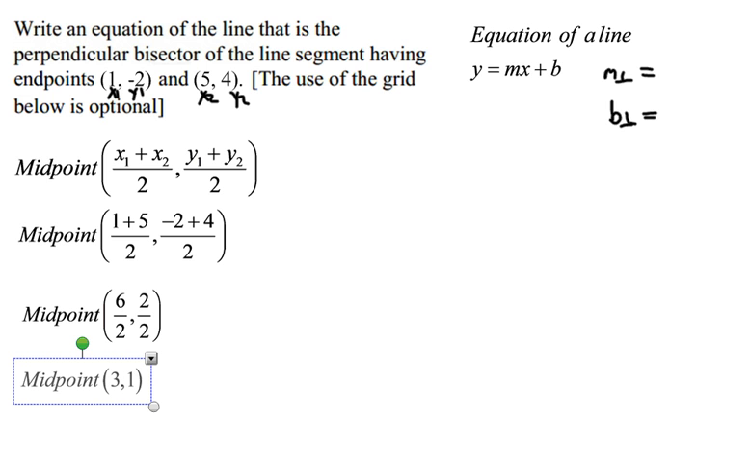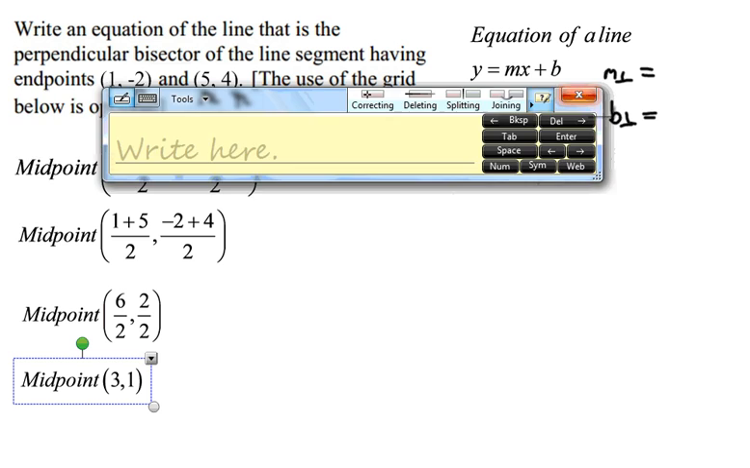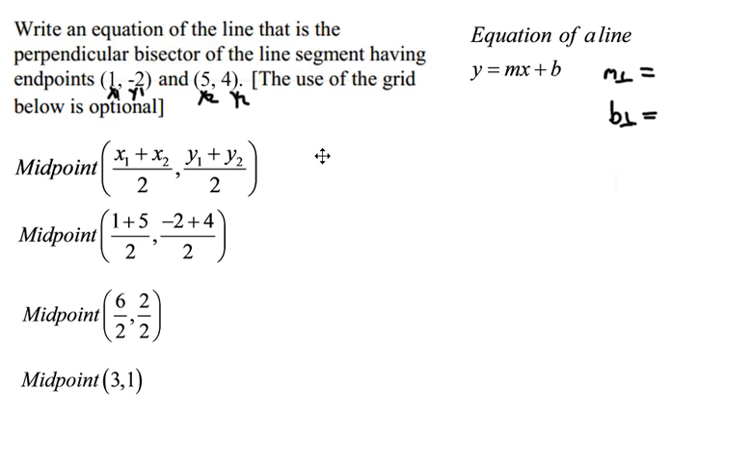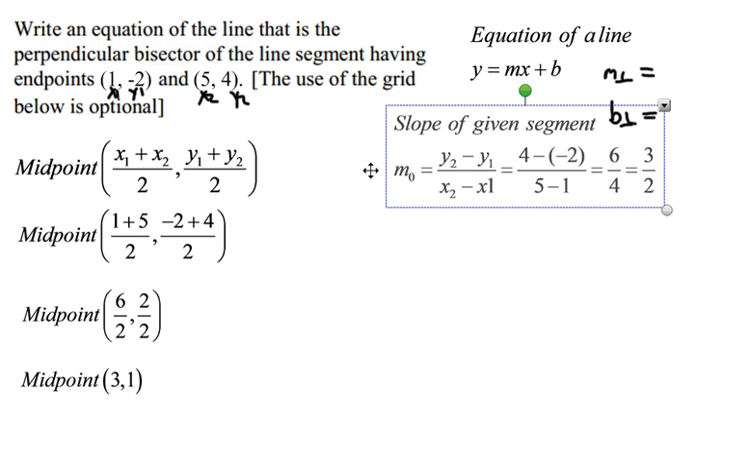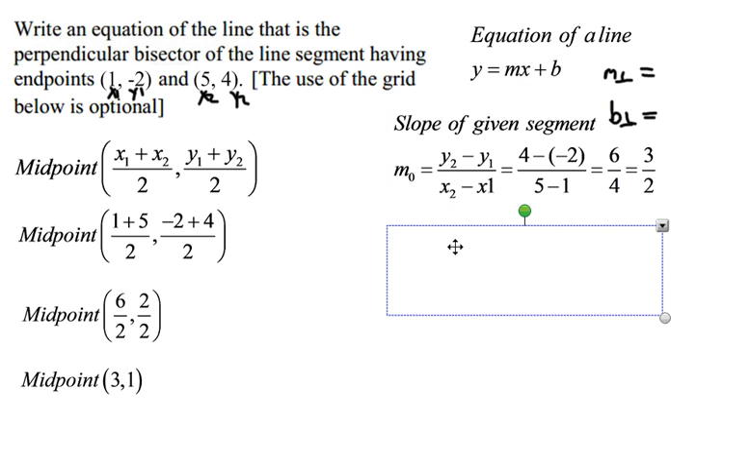So now I need to find the slope of the given segment, because that's going to help me figure out what the slope of the perpendicular bisector should be. I could use the slope formula for that, and the slope of the given segment is 3 over 2. The slope of the perpendicular bisector is negative 2 over 3. So I got the slope of the perpendicular bisector.